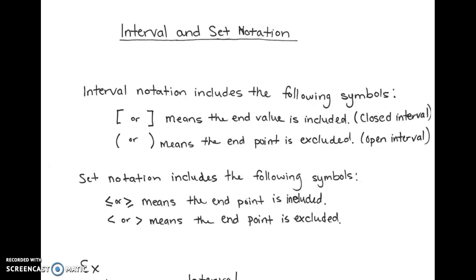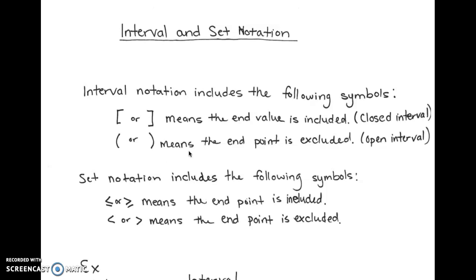So there are two main types of notation. There's interval notation and set notation. Interval notation includes the following symbols. It includes square brackets or circular brackets. When you see square brackets, that means that the end value is included. It's called a closed interval.